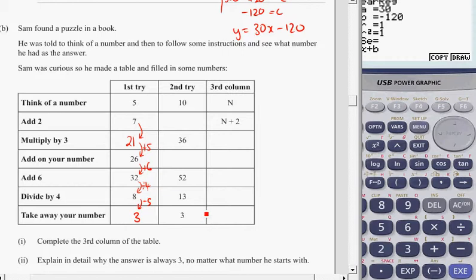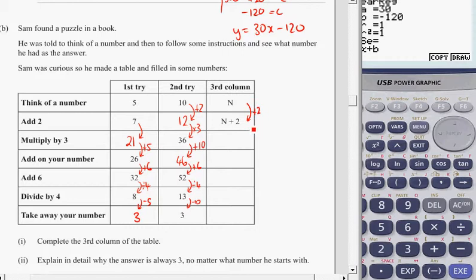We'll carry on with this column just to see what's happening here. If we add 2 to that, multiply by 3, that's correct. Now we want to add on your number, so if we add on the 10, now if we add 6, divide by 4, take away the 10, and I do get back to 3. Complete the third column, right.